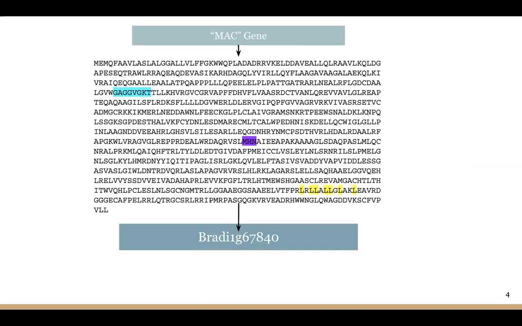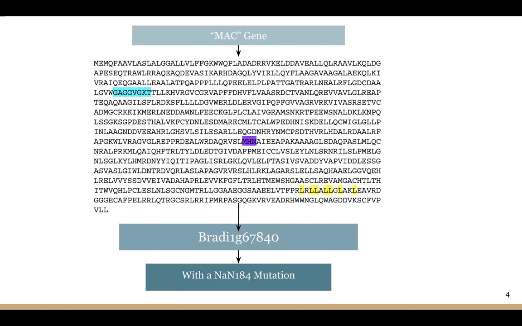Our initial experiments were designed to study a mutation within our gene that has substantial impact on gene function. The mutation we chose to study was NAN184, a single nucleotide polymorphism that modifies the tryptophan codon into a stop codon. The sequence shown here is the protein sequence generated from our genomic sequence. Highlighted in purple is the region of the protein sequence where the premature stop codon occurs. The other highlighted regions can be ignored for now, as they represent something that will be discussed in later slides.